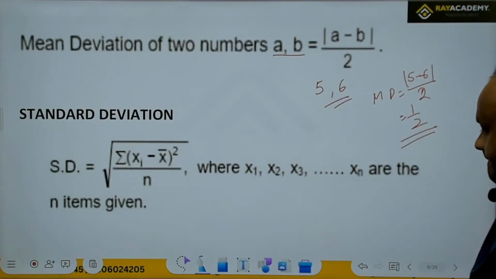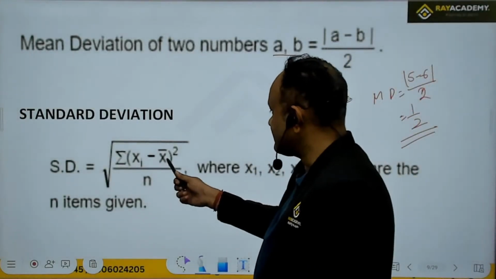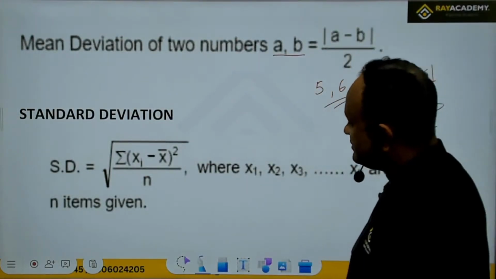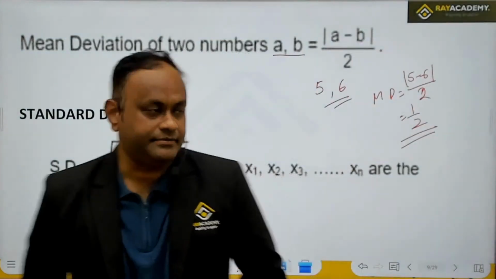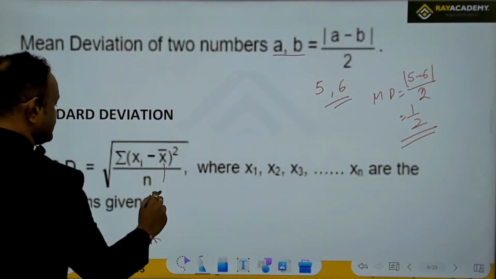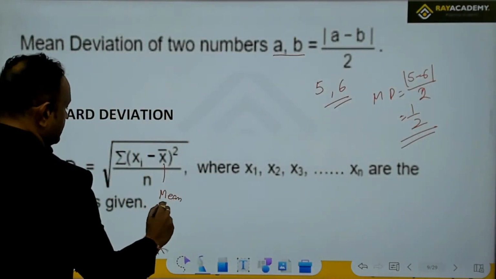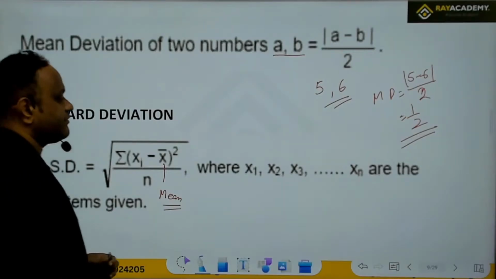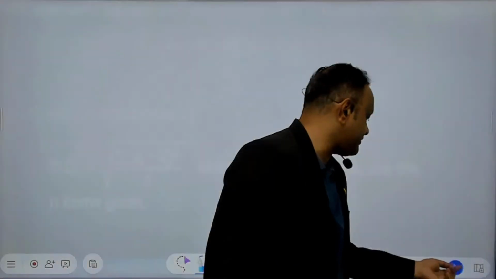Okay, next important term is standard deviation. The formula is the sum of (xi minus x bar) square, where x1 to xn are the n items and x bar is the mean. Standard deviation is always calculated about the mean. Let's do a good example, then you will get it clear.